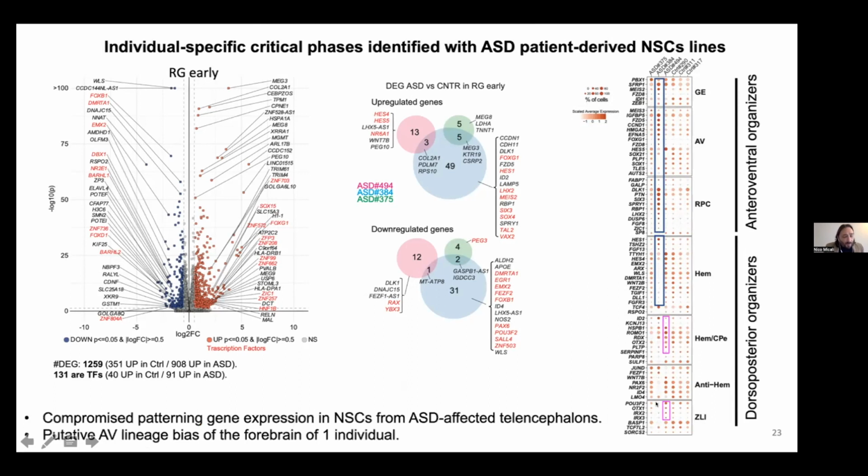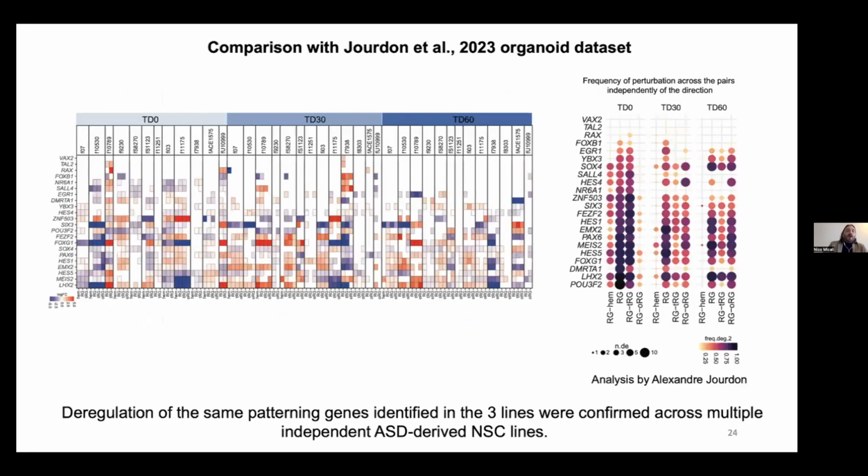So we found a compromised patterning gene expression in neural stem cells from ASD-affected individuals, and there is a putative anteroventral lineage bias of the forebrain of one individual, and, I would add here, a putative dorsocaudal lineage bias for another individual. Of course, 3 control and 3 ASD lines is very limiting, right? We need many more cells, many more lines to conclude something.